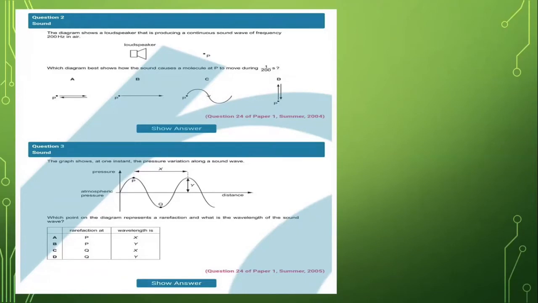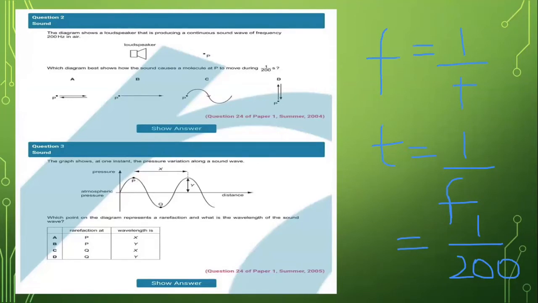over 200 seconds. Now you need to know the formula that the frequency is equal to 1 over time, or it can be the opposite way. Time can be equal to 1 over frequency, and this time is given for one complete oscillation of the wave. So 1 over 200 is basically in the form 1 over f, and that tells us how a molecule is going to move in one complete oscillation.